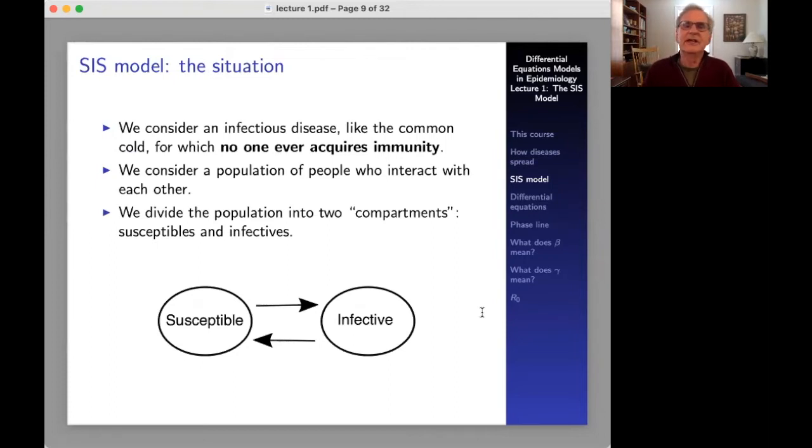Now let's discuss the SIS model, which is the subject of this first lecture. We're going to consider an infectious disease like the common cold, for which no one ever acquires immunity. We'll consider a population of people who interact with each other, and we'll divide the population into two compartments. That's the term used in epidemiology: susceptibles and infectives. Susceptibles can get the disease and move over into the infective department. Infectives can recover and move back into the susceptible department because we're assuming there's no immunity.